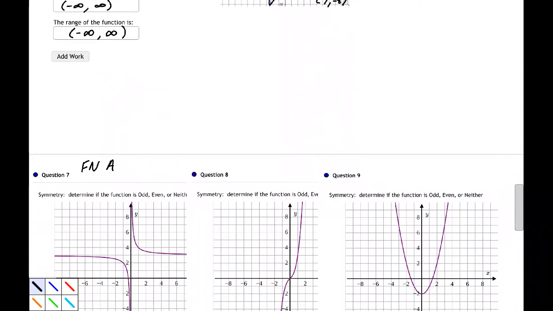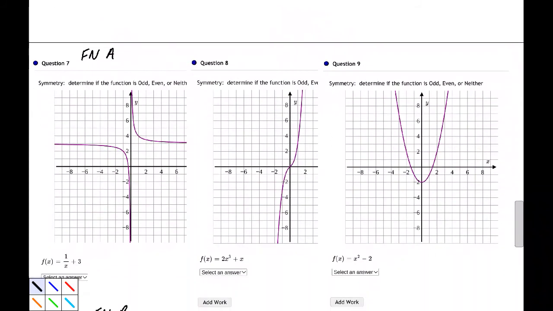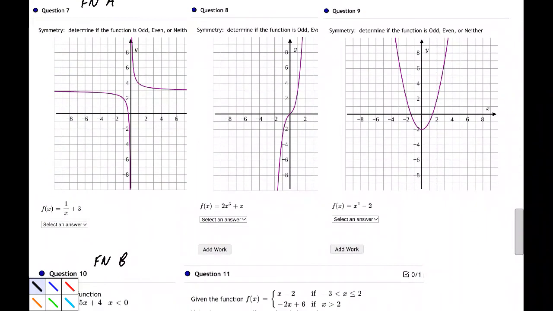All right, so our next objective is FNA, and that is determine if a function is even, odd, or neither. Now we have the equations for each one of these given as well, but we also have graphs. Now, how we tell that a function is even is if it is symmetric about the y-axis. That is, that the y-axis splits this into two mirror images.